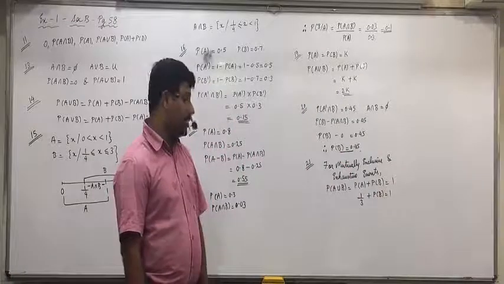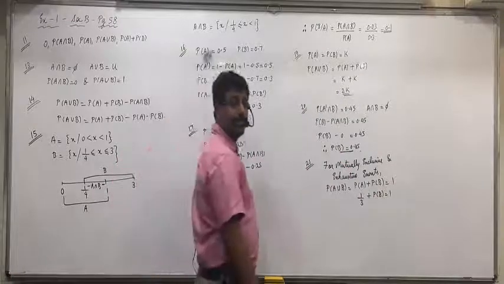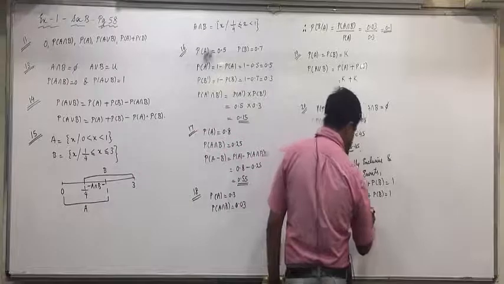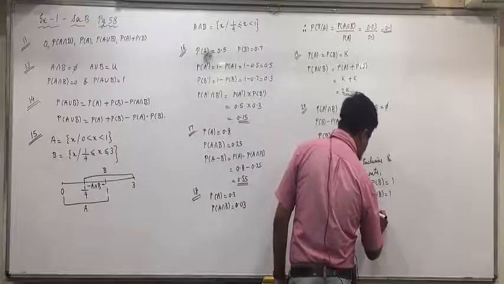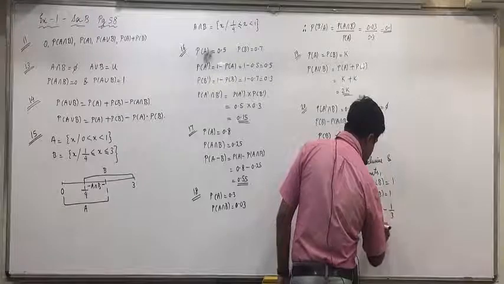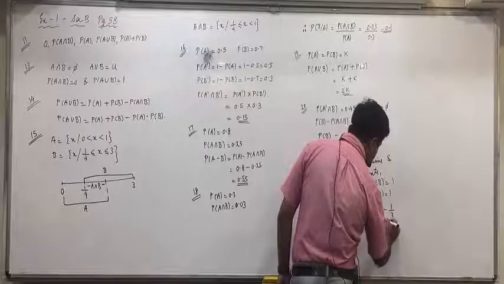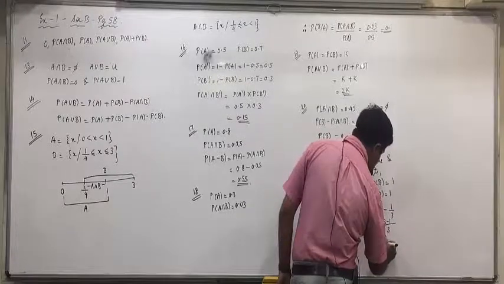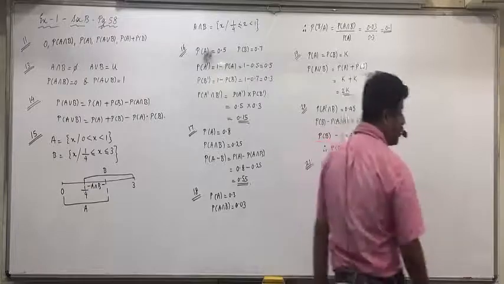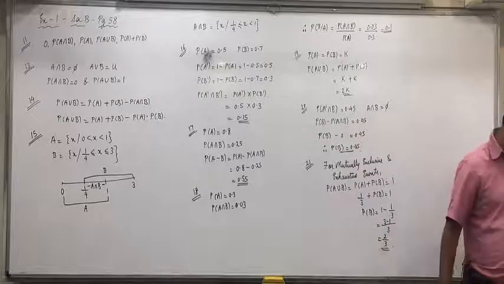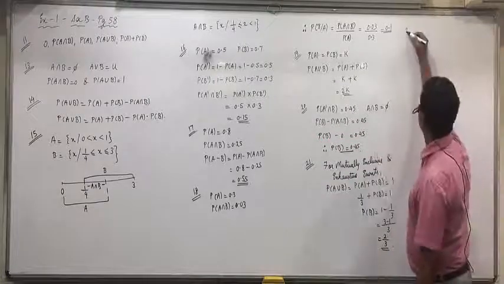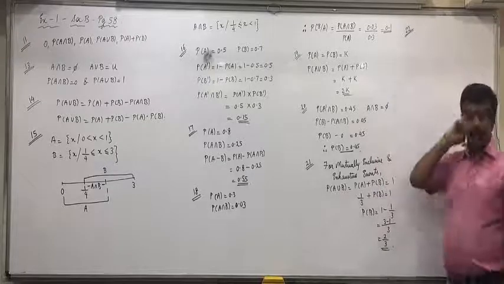So, what next? So 1 minus 1 by 3. Yes, 1 by 3 on the right side will become minus. 3 into 1, 3. 3 minus 1 by 3, 2 by 3. So, P(B) will be 2 by 3. Did you understand this?